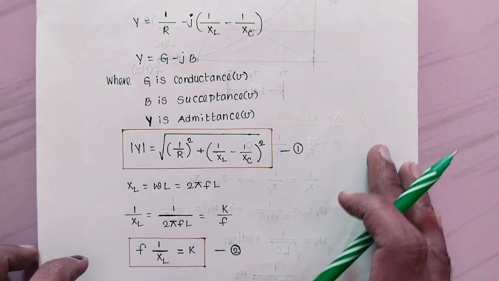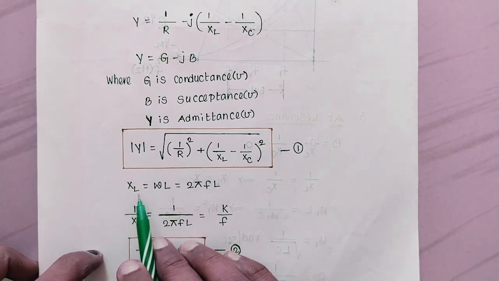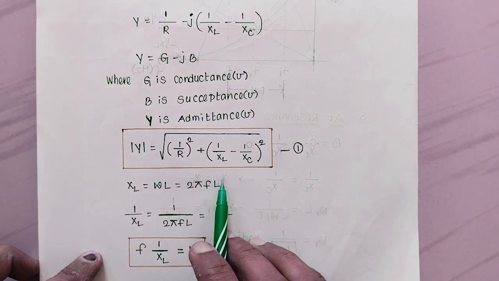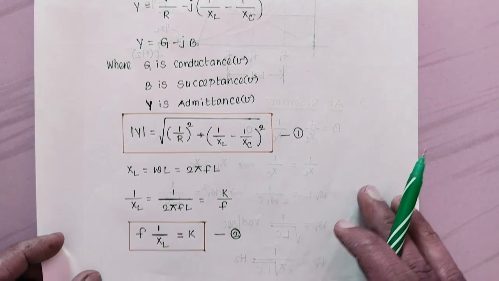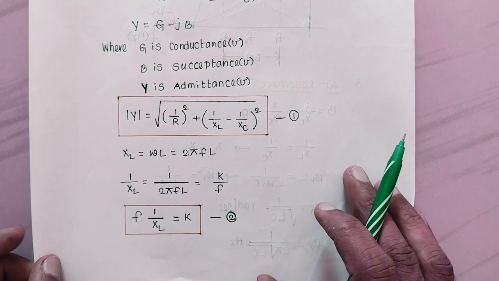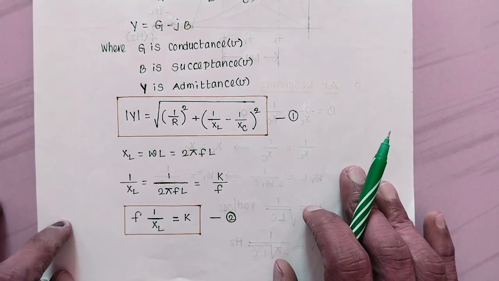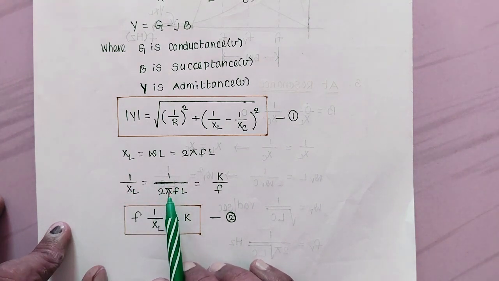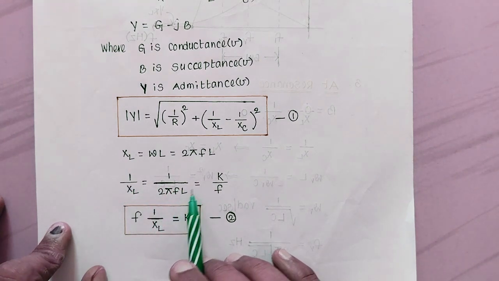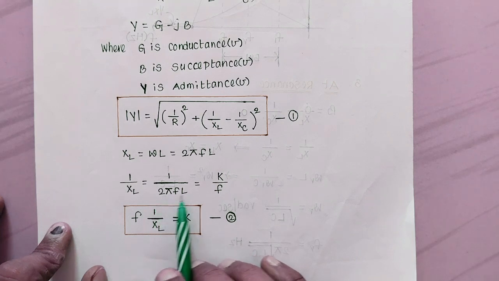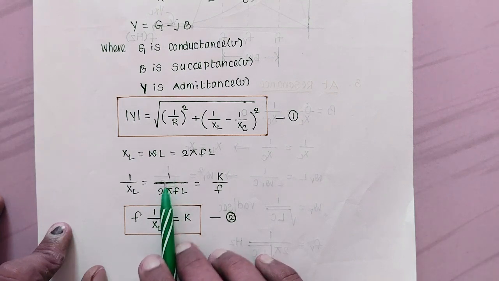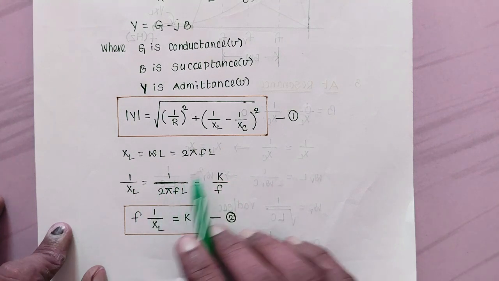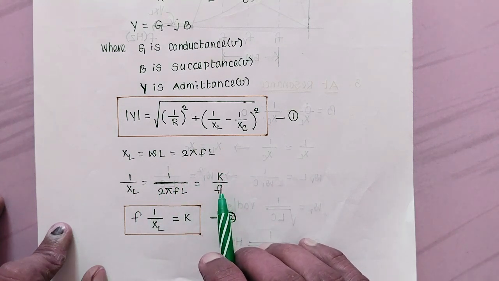We know the reactance offered by the inductor, XL, is equal to omega L, which is equal to 2 pi FL. But here in parallel resonance we want expressions for 1 by XL and 1 by XC. So 1 by XL is equal to 1 by 2 pi FL. Here 2 pi L is a constant, so I am taking 1 by 2 pi L as some constant K. So 1 by XL is equal to K by F.